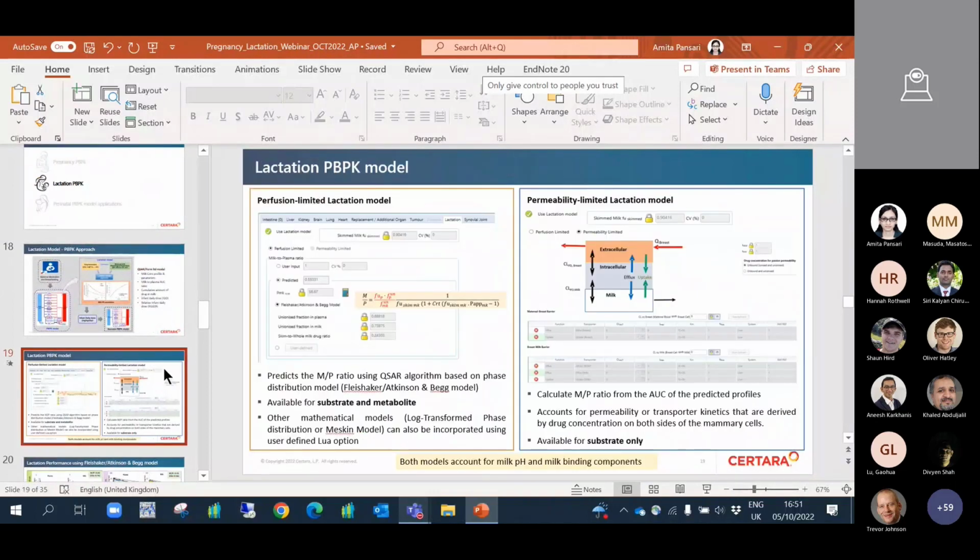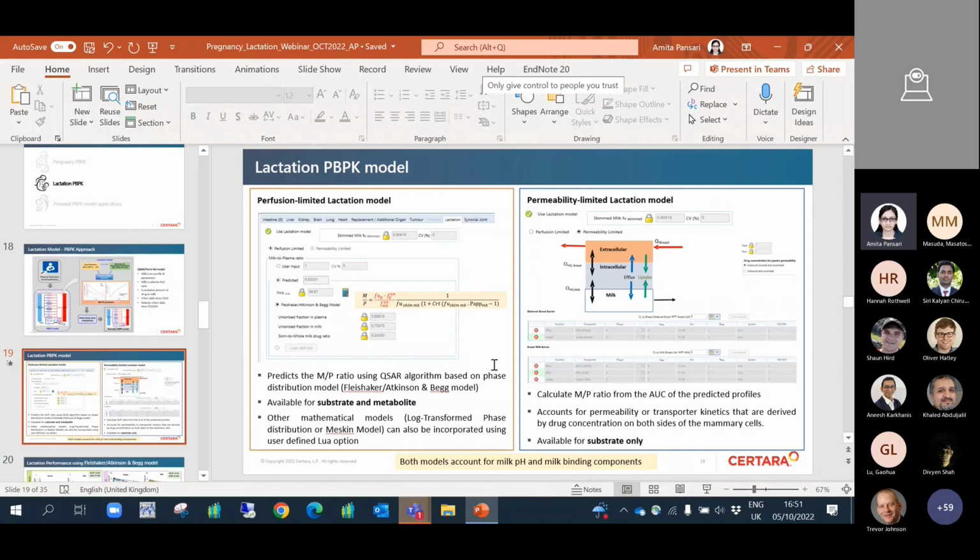So when you're looking at the milk side and looking into the drug going into the milk, in terms of the physiology, we have defined all the infant physiology and the breast tissue composition. As I said, there is a model option utilizing the milk to plasma ratio for the drug. Okay, great. That makes sense. Thank you.